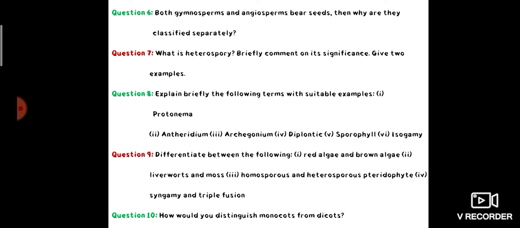Then the 10th question. How do you distinguish monocot from dicot? In monocots, the roots are fibrous; in dicots, the roots are taproots. In monocots, the leaf has parallel venation; in dicots, reticulate venation. Trimerous flowers are common in monocots, pentamerous flowers in dicots. Only one cotyledon is present in the seed in monocots, but two cotyledons in dicots.